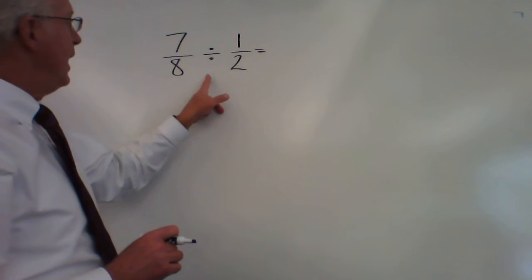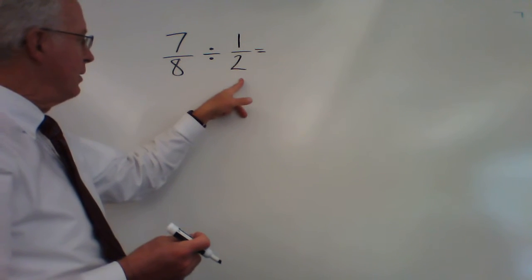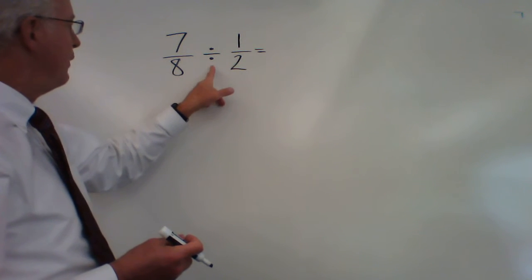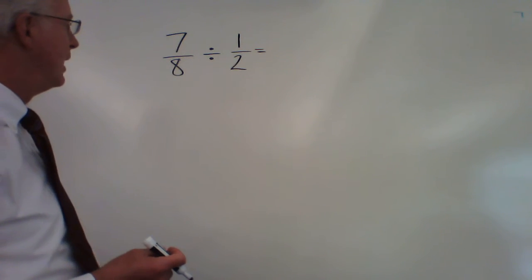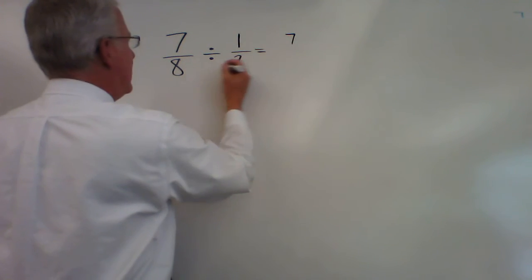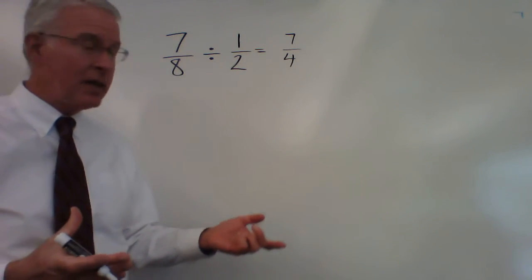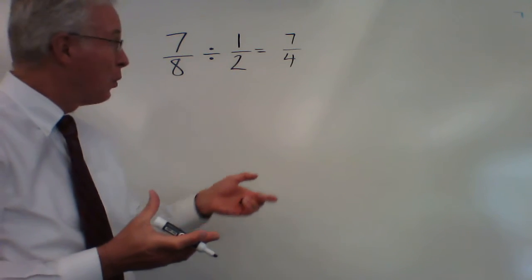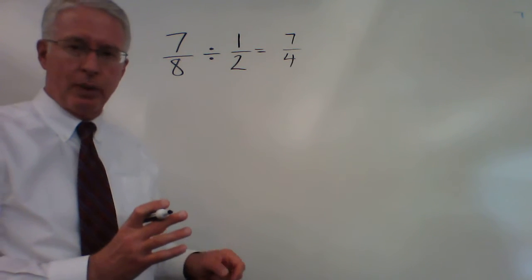So 7/8 divided by 1/2 is difficult to wrap our minds around. And so to divide, could we just do it straight across? 7 divided by 1 and 8 divided by 2. Let's see what happens. 7 divided by 1 is 7. 8 divided by 2 is 4. And the scary part is that looks like a reasonable answer. So if we forget how to do this, we're probably going to come up with an answer that looks right. That's why we've got to make sure we know how to do this.